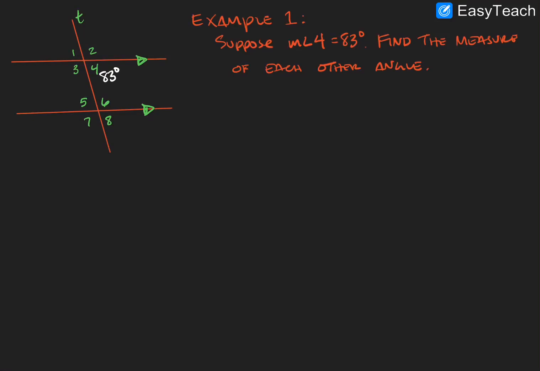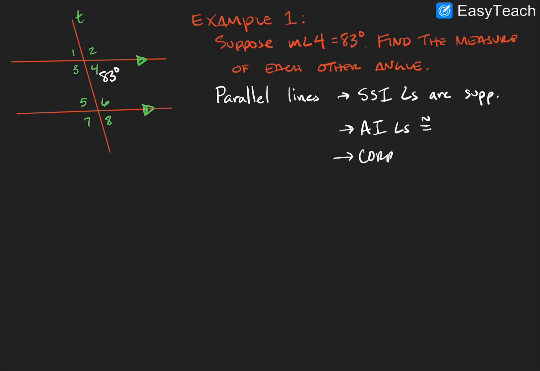I know that when my lines are parallel, so parallel lines, let's actually write the word parallel out. Parallel lines leads to same side interior angles that are supplementary. It leads to alternate interior angles that are congruent. It leads to corresponding angles that are congruent. And it leads to alternate exterior angles that are congruent. So using this information, we can just start going down the list here and figuring out what some of these other angles are.